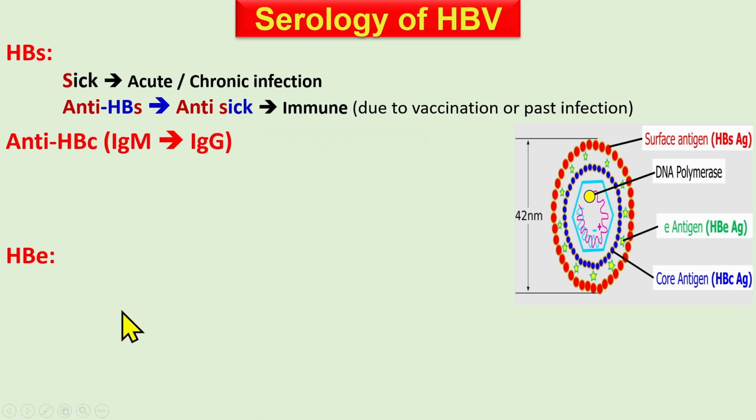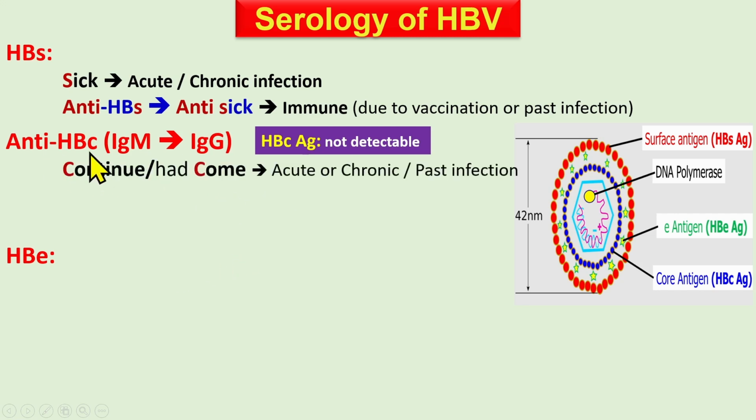And then the anti-HBc. I have not mentioned HBc antigen because it is not detectable, so you need to look at the anti-HBc. It is either IgM or IgG: IgM in the acute, IgG in the chronic. So the anti-HBc shows IgM and IgG.